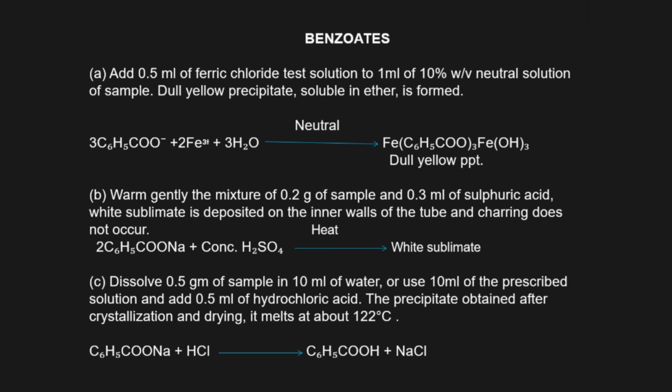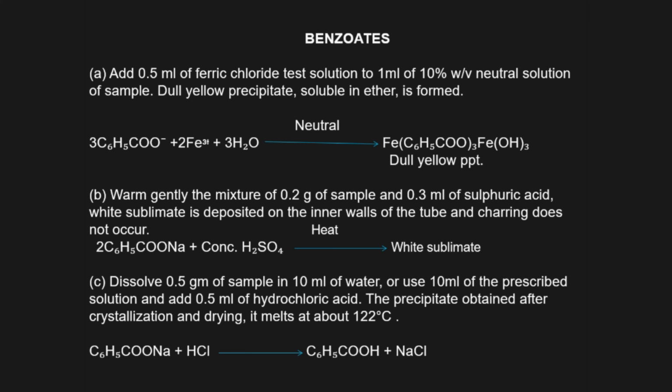Second method, warm gently the mixture of 0.2 gram of sample and 0.3 ml of sulfuric acid. A white sublimate is deposited on the inner walls of the tube and charring does not occur. So here, sodium benzoate in the presence of sulfuric acid, when heated, gives a white sublimate.